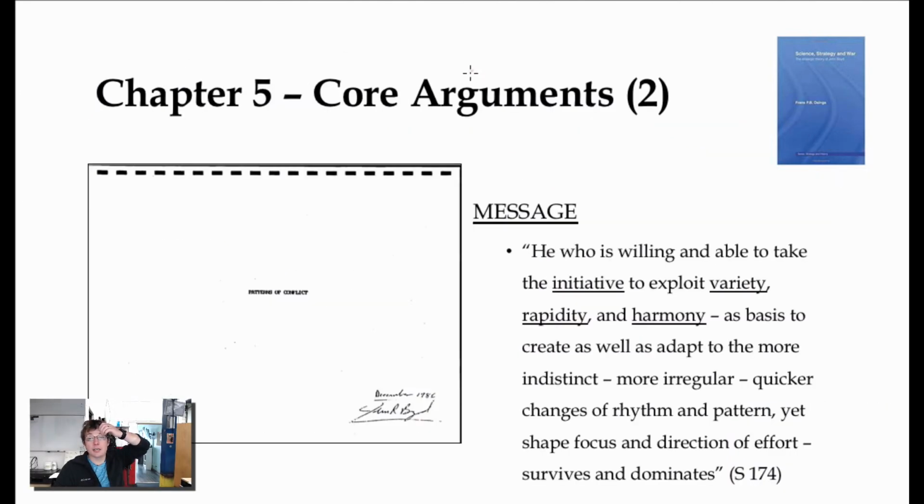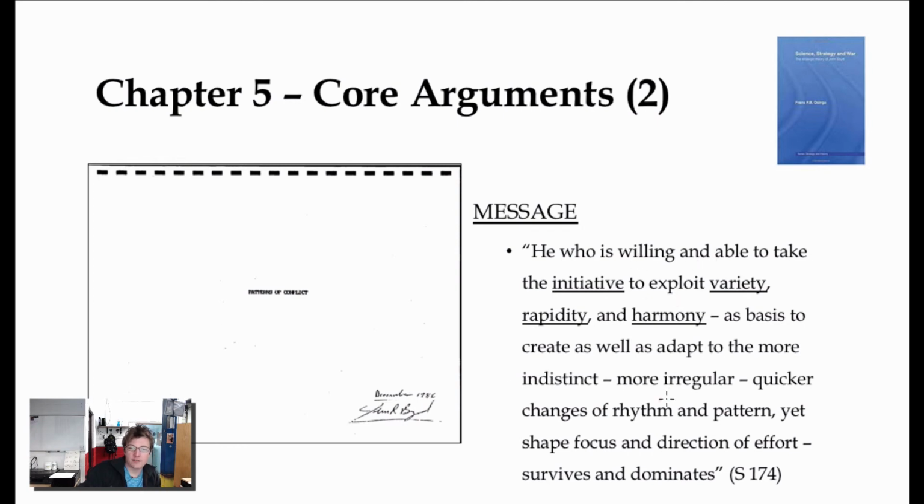So ultimately, what Boyd is driving at in Patterns of Conflict is this message: that he who is willing and able to take the initiative and exploit variety, rapidity, and harmony as basis to create as well as adapt to the more indistinct, more irregular, quicker changes of rhythm and pattern, yet shape focus and direction of effort, survives and dominates. This is slide 147 in Boyd's original slide deck. We can find it as well in Osinga's text.